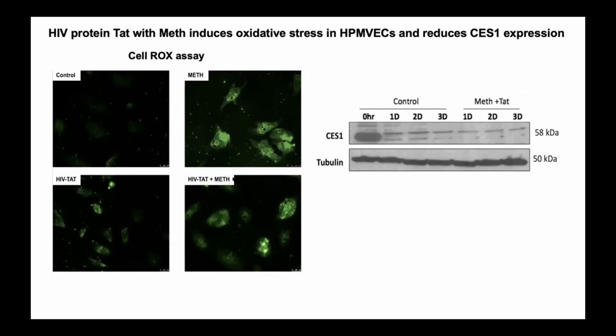And indeed, we saw that even though meth alone also produced a lot of ROS, the amount of ROS was almost synergistic when we treated the cells with HIV-Tat protein along with methamphetamine. Also here, you can see that in vitro, when the cells were treated with both meth and TAT, there was a significant decrease in the expression of SES1.